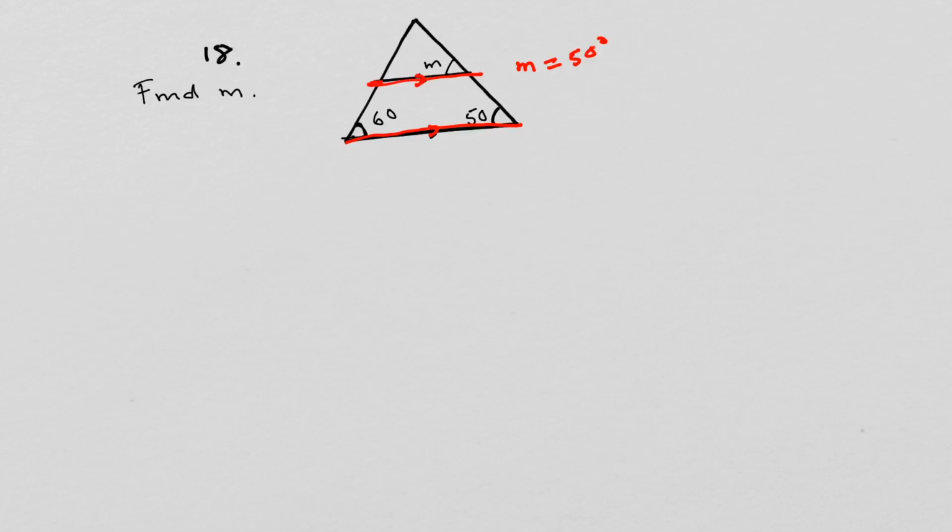Here, if we pull out this small triangle, we can say that the angles are 60, 50, and 70 degrees, just like the original triangle. This is what we call similar triangles.